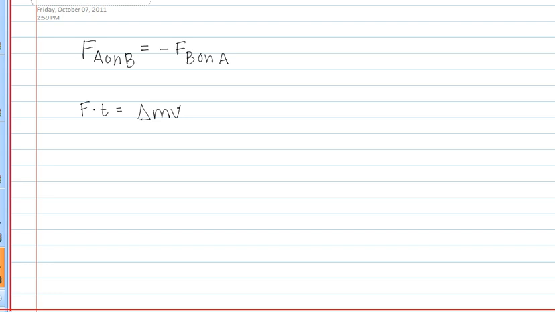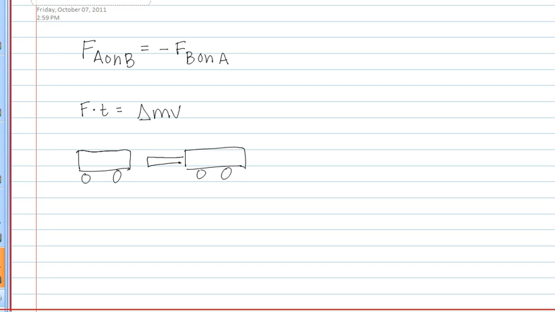Let's think back to our lab. In the lab, we had two carts. We had one cart here and a second cart over here. They exploded away from each other because there was a spring plunger that acted on it.